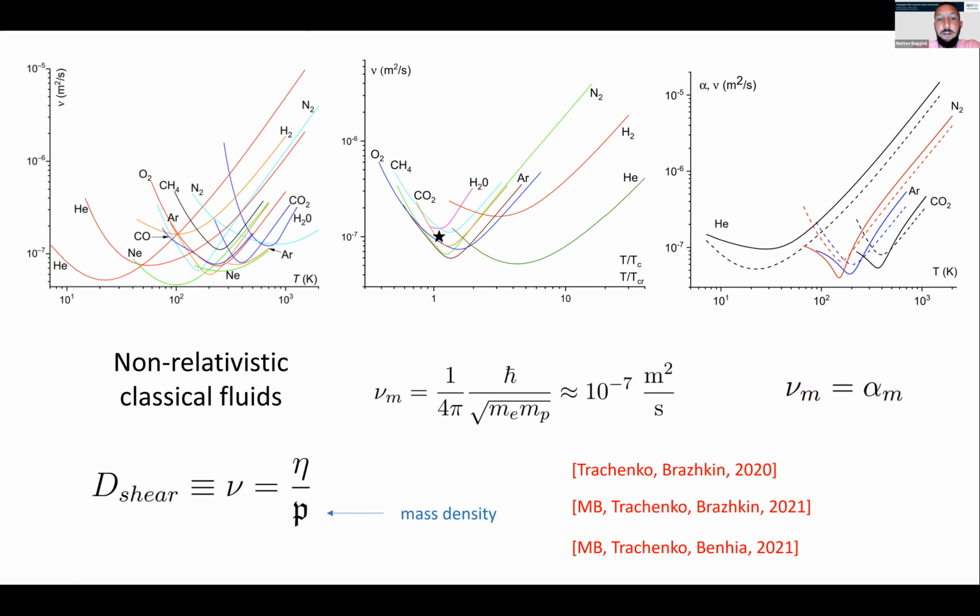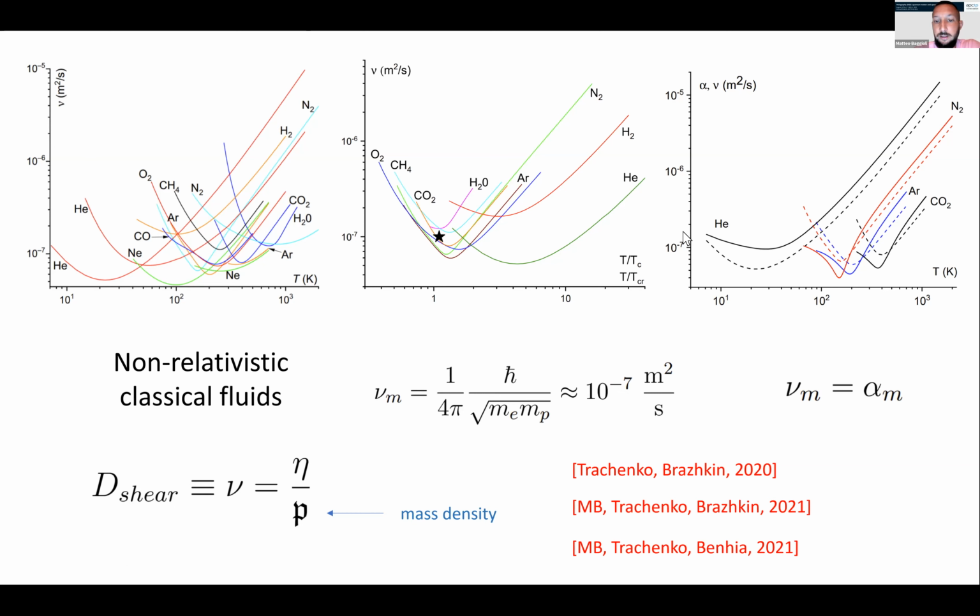Now, the interesting thing here is that this is the behavior of the viscosity for many different liquids. And you can see that all these liquids have two important features. The first important feature is that there is a minimum. And the second important feature is that this minimum is actually quite universal. These are very different liquids, and more or less, they all have a minimum around 10 to the minus 7 in these units.